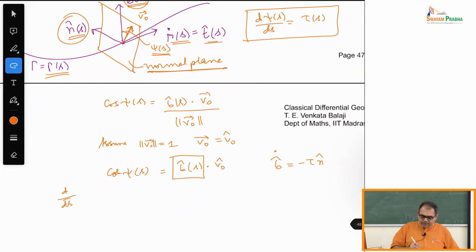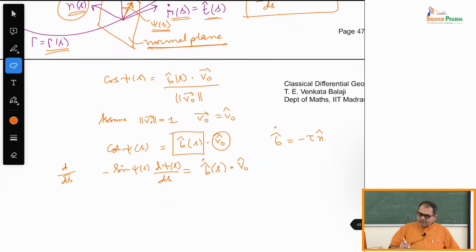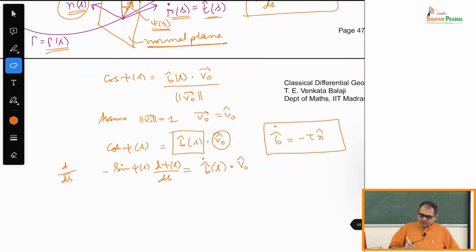If you do that, you will get minus sine psi of s times d psi of s by ds is equal to, here v naught cap is a constant vector, so I will get b cap dot of s dot v naught cap. Now you use this formula here, so on the right side I just plug this in, and I get minus tau of s n hat of s dot v naught cap.